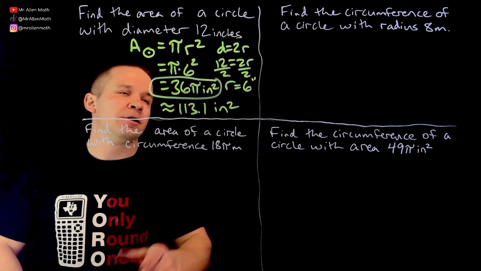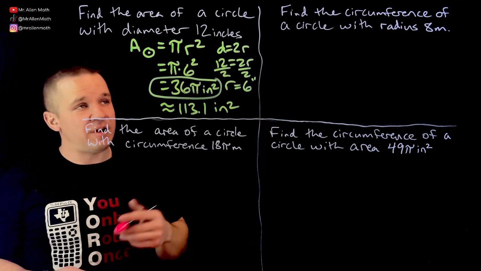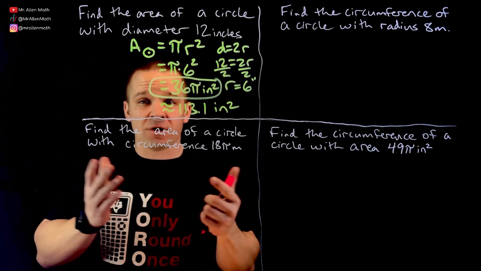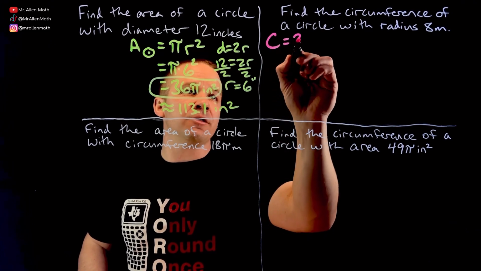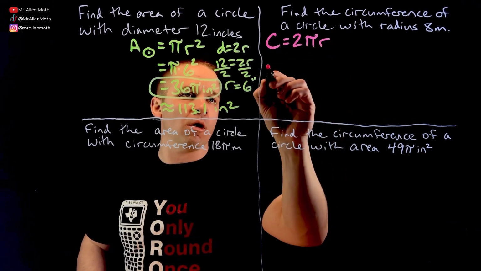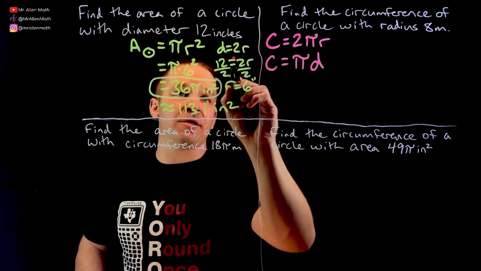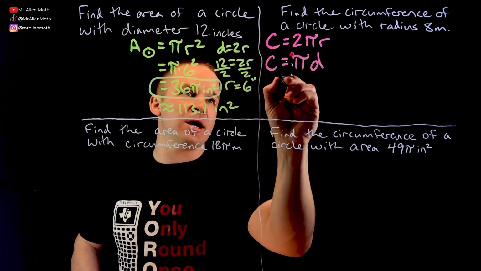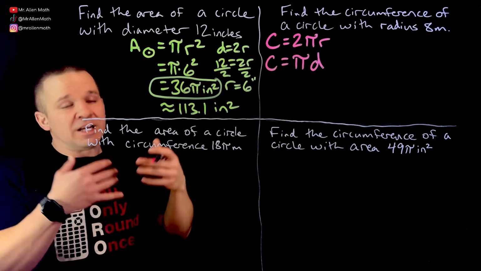Next one here. Find the circumference of a circle with a radius of 8 meters. Well, with a circumference, we actually have two different formulas. Circumference is equal to either 2 pi r, or circumference is also equal to pi times diameter, because I know that my diameter is 2 times my radius, so those two right there would equal my diameter. So you can have two different formulas to get you the circumference.